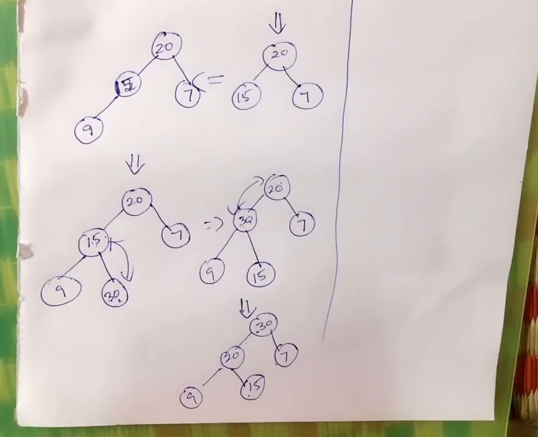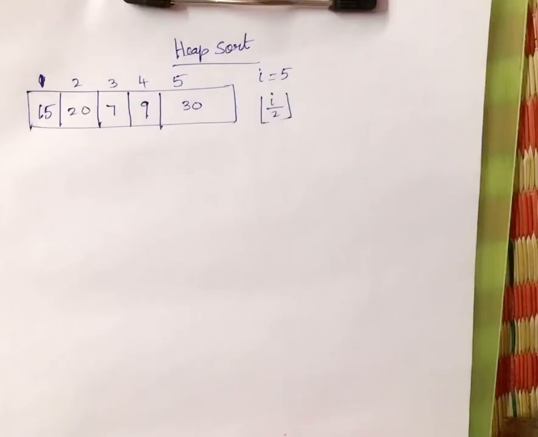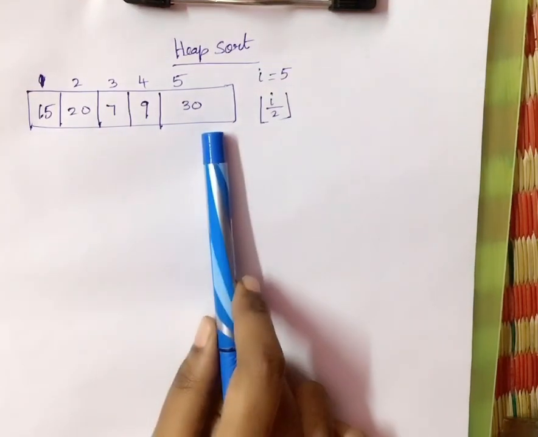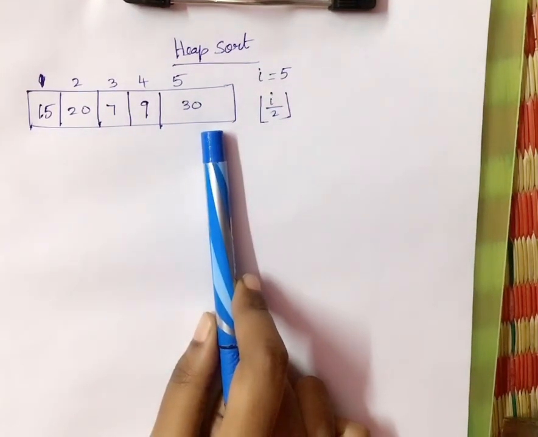Heap sort. So today we are going to see what is heap sorting. In heap sorting we are going to follow the maximum heap sorting procedure. Here in heap sorting we are going to arrange all the elements in ascending order, and we are going to follow the complete binary tree.